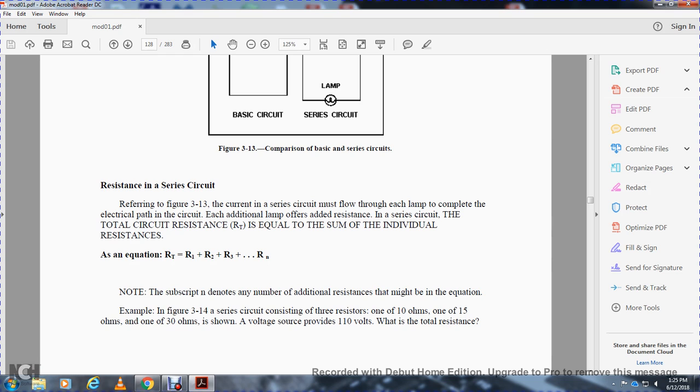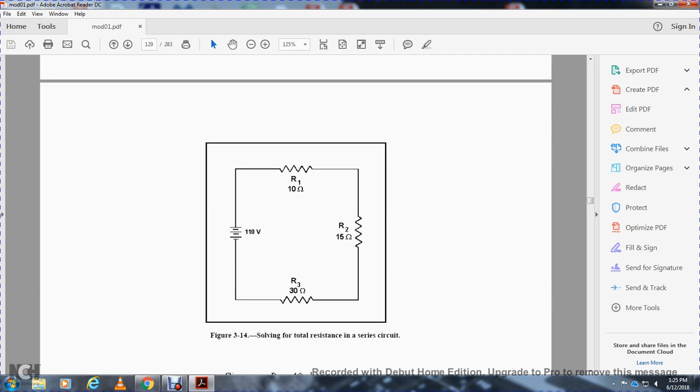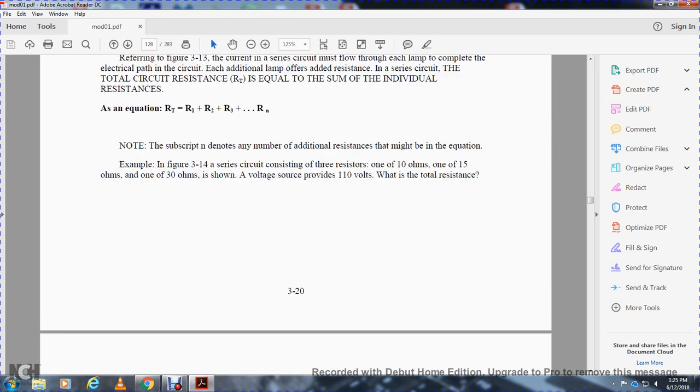One of 10 ohms, one of 15 ohms, one of 30 ohms is shown. The voltage provides the source of the 150 volts. The total resistance would be 150 volts over the 10 ohms, 15, and 30. Show that.